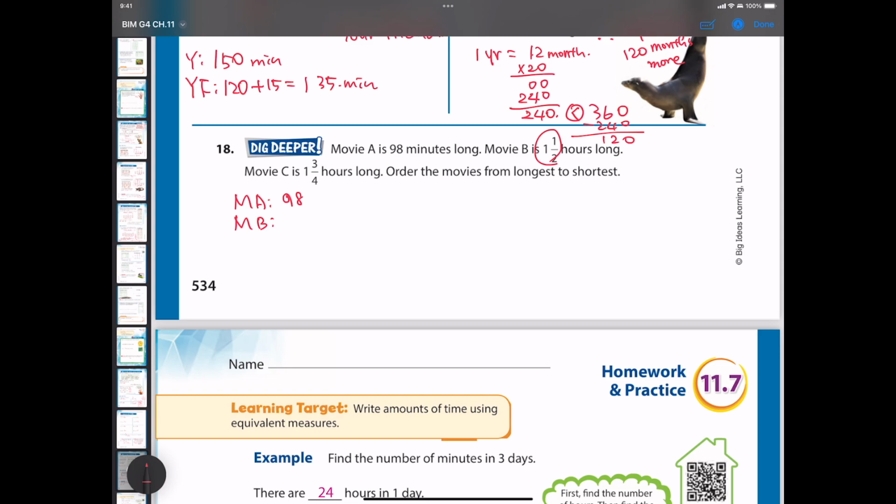Movie B, 1 hour is what? 60 minutes. And what is half hour? 30 minutes, which means what? 90 minutes. Then movie C, 1 hour and 3/4 hour. So 1 hour is 60 and 3/4 is what? Remember, 1/4 hour is what? 15 minutes. 15, 30, 45.